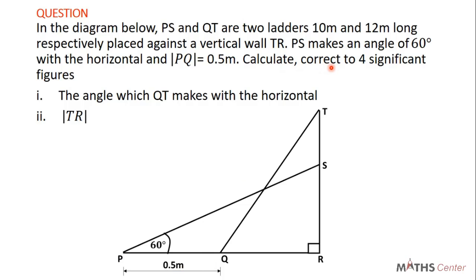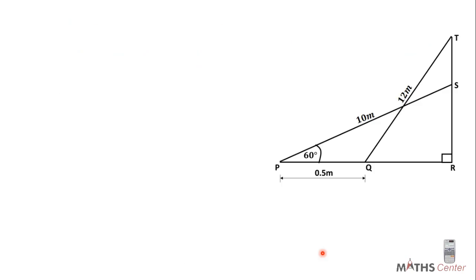We are supposed to calculate and correct our answer to 4 significant figures the angle QT makes with the horizontal. This is the horizontal line, and this is QT, so the angle that QT makes with the horizontal is this angle. This is the angle we will be looking for. Then from there, we are supposed to look for TR, that is the height of the wall. Let's first start with the angle.